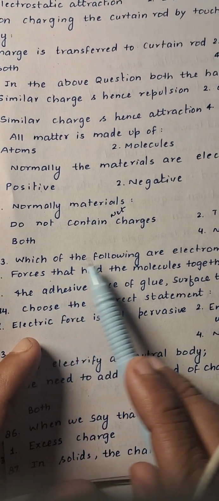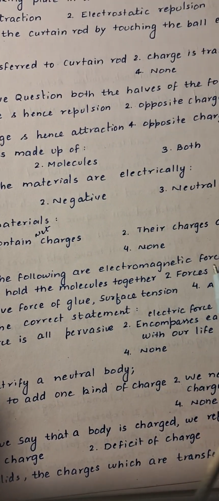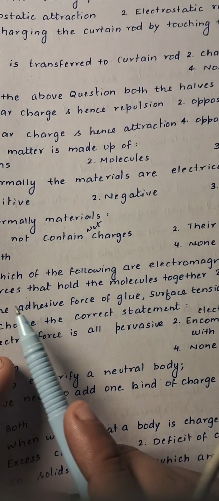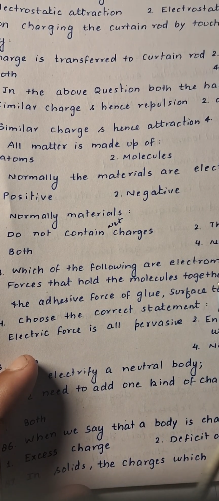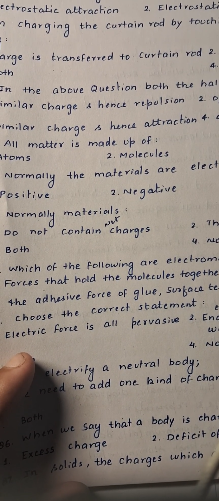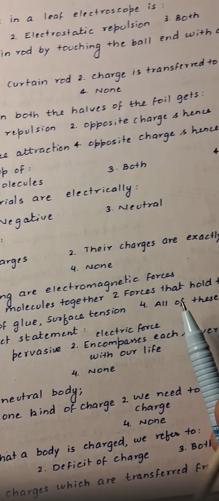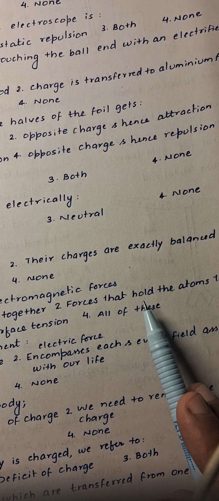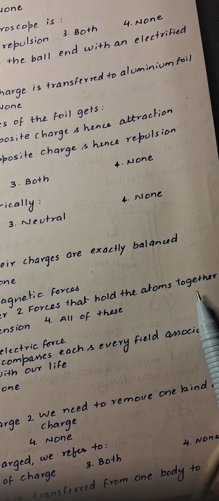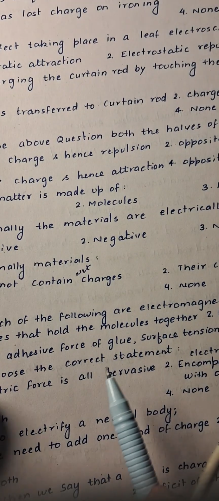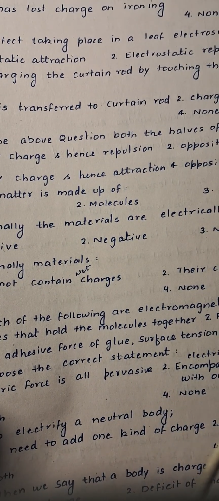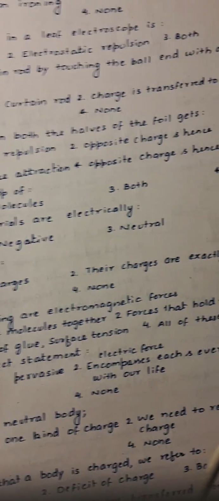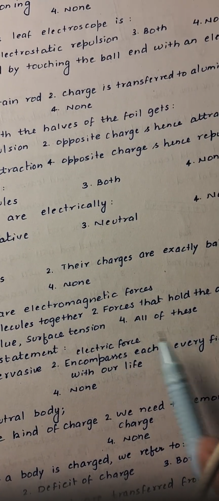Next is: which of the following are electromagnetic forces? The first option is forces that hold the molecules together, that is intermolecular forces. The second is forces that hold the atoms together, interatomic forces. Next is adhesive forces of glue, surface tension, and all of these. So all of these are electromagnetic in nature. So the fourth is correct over here.